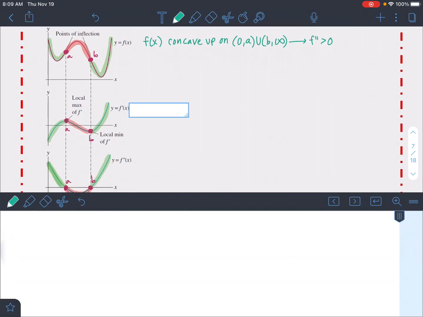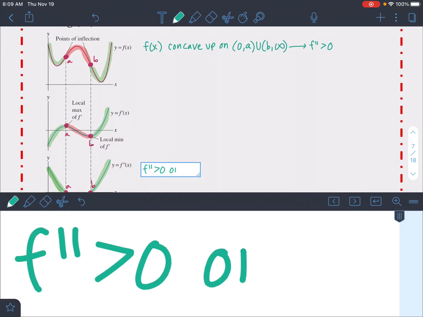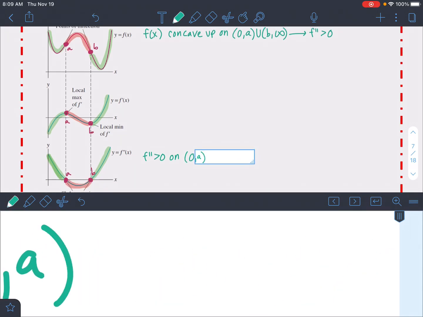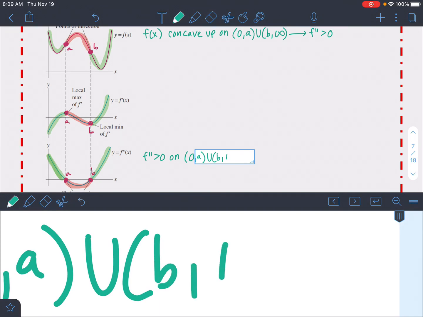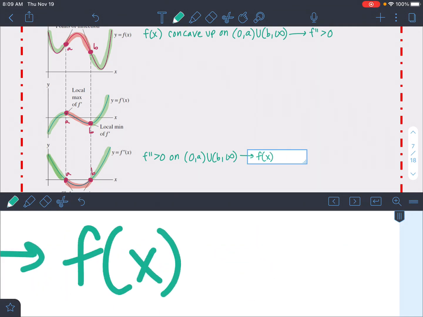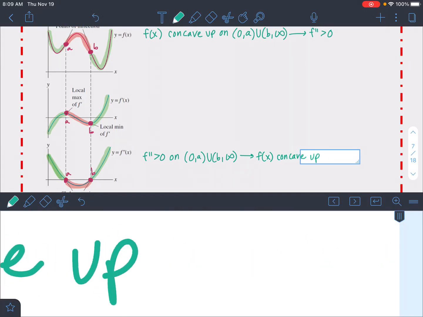Well, what does that mean for f double prime? Maybe I'll write that next. Since f double prime is positive on 0 to A union B to infinity, that's where we highlighted green here, that really means the original graph is concave up. So those two connections are really big. Make sure you're okay with how f of x and f double prime connect.